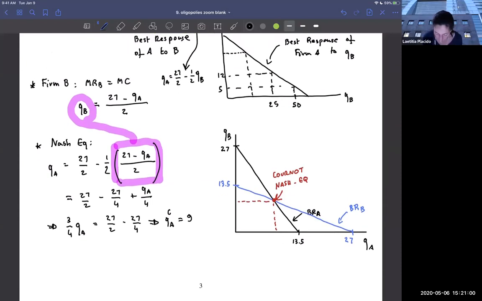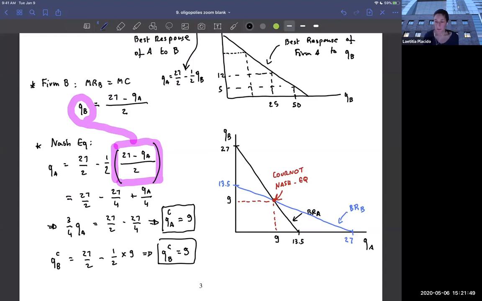All right, so optimal quantity QA in the Cournot equilibrium is 9. Now we just need to get the optimal quantity QB. So you simply plug QA in the best response function of firm B. QB in Cournot is 27 over 2 minus 1/2 times 9, and it gives you a quantity of 9. Exactly, because it's symmetric. Once you get the quantity for one firm, you don't need to calculate the quantity for the other firm. It's going to be the same as long as they both have the same marginal cost.